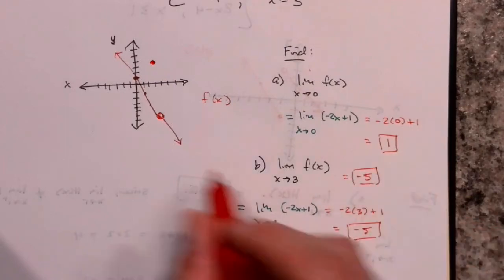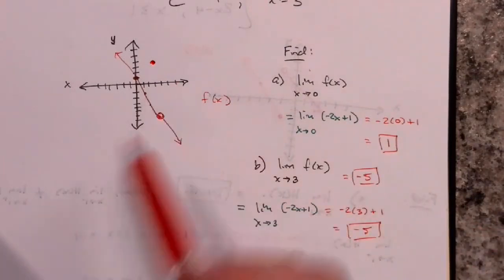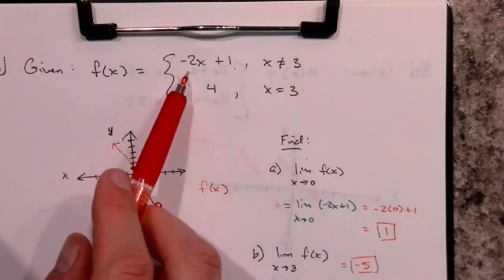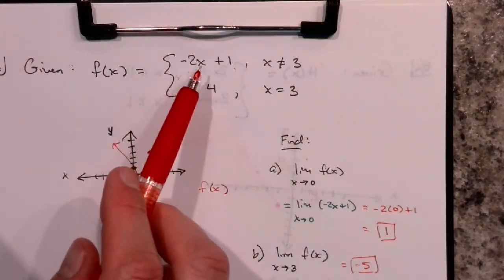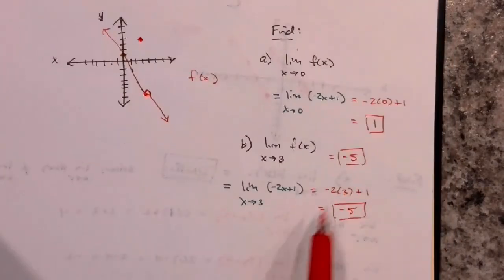Now you might be able to see that here on this graph, but the point being is, you can look at this algebraically. From the left and right side, it's doing the same thing, so you can just take one limit because that covers both of them. And we found the value here by substituting in is negative 5.